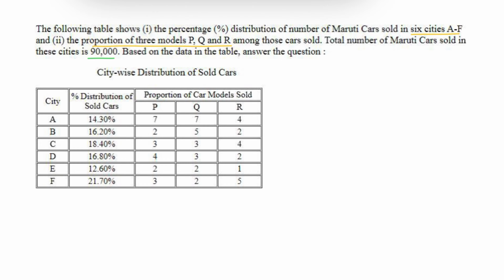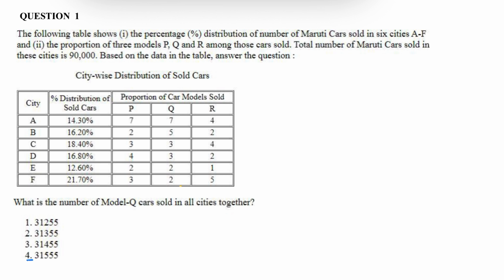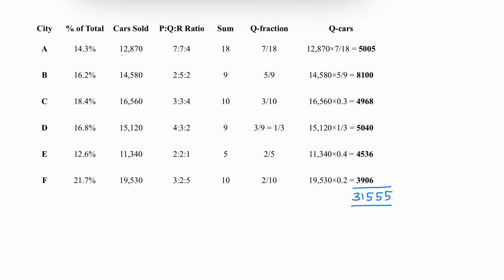So in the table they have given city-wise distribution of sold cars. For city A, percentage distribution of cars sold is 14.3 and the proportion of car model sold is P proportion is 7, Q proportion is 7, R proportion is 4. So similarly, for remaining cities also represented. Let us see question 1. What is the number of Q model cars sold in all cities together? So we need to find the number of Q model cars sold in all cities together.